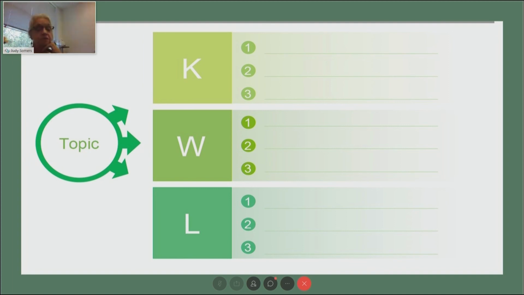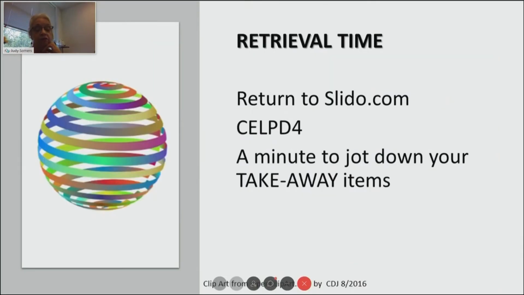So I am going to let you go back to the Slido. I have to open the other one up. Let you go back to the Slido and answer the next question, which is the third part of the KWL chart, something that you have learned today. And I'm going to take us over to that. Again, it's slido.com, CEL PD4. Now the second one is now open for you. The third part of the KWL chart, something that you have learned.